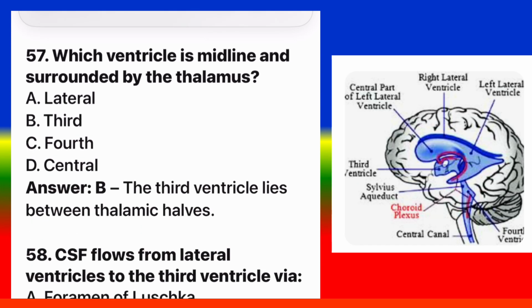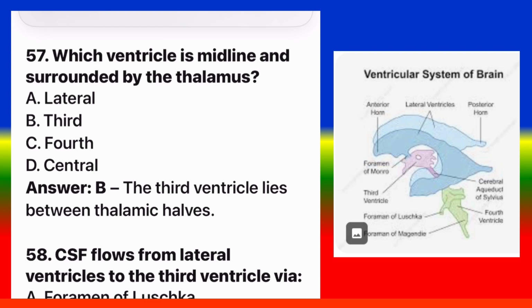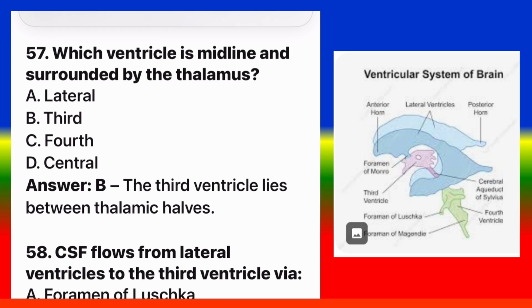57. Which ventricle is midline and surrounded by the thalamus? A. Lateral, B. Third, C. Fourth, D. Central. Answer B. The third ventricle lies between thalamic halves.